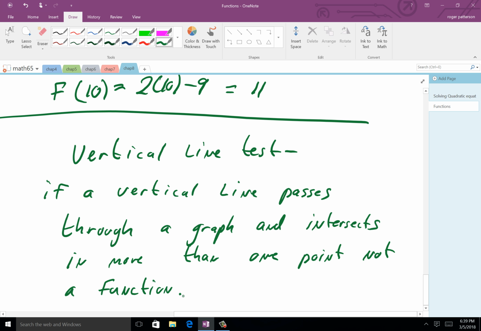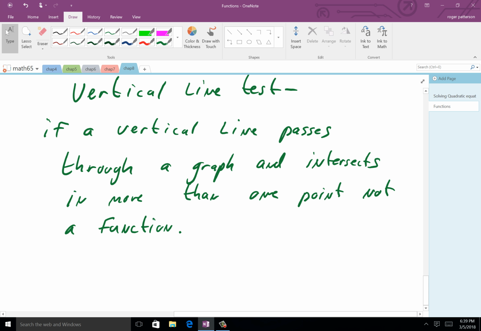So if a vertical line passes through a graph and intersects in more than one point, it's not a function. Very easy to use on these. So all the graphs that we've done, lines, all lines, are those functions? Yep, all except for the vertical one, that's it. What about all those parabola U-shaped things we did last week? Yep, all functions.